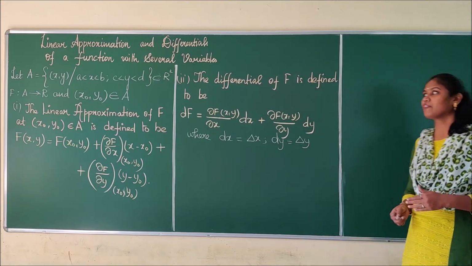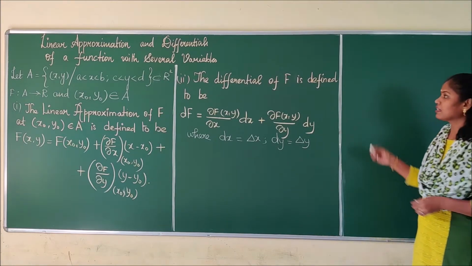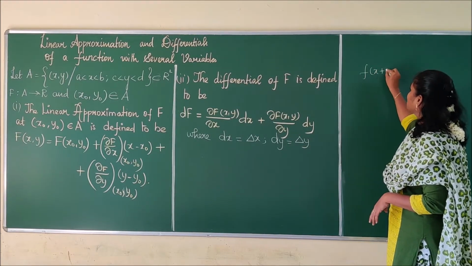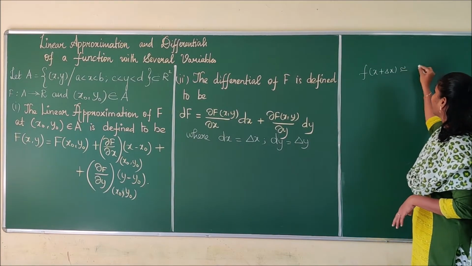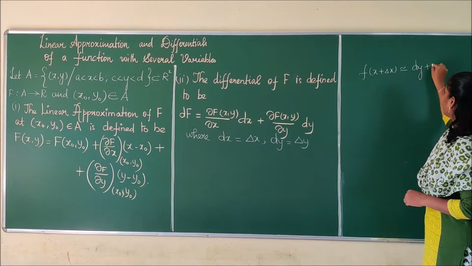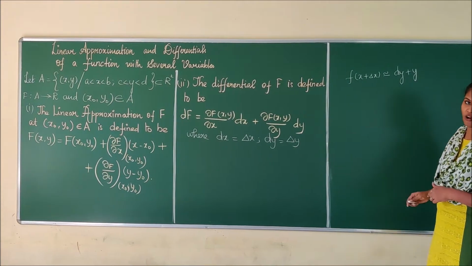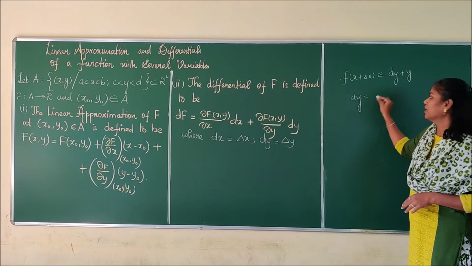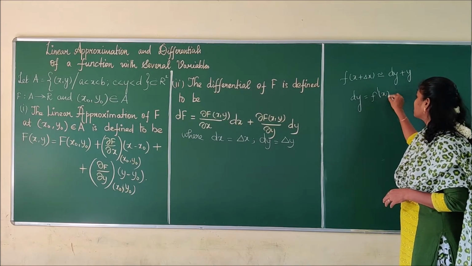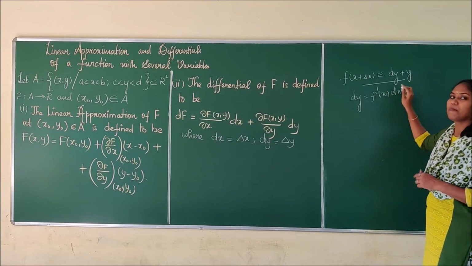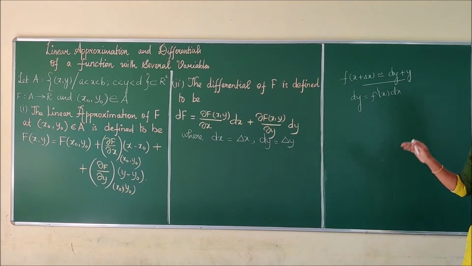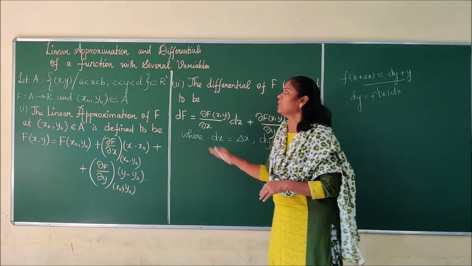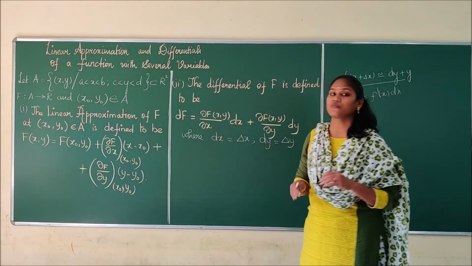You all know the formula for the linear approximation of a function with a single variable, that is f of x plus del x, which is approximately equal to dy plus y, and we have learned problems using this formula. And the differential of a single variable is dy equal to f dash of x into dx. This is the linear approximation of a function with a single variable, and this is the differential. Now we are going to learn linear approximation and differential of a function with several variables.